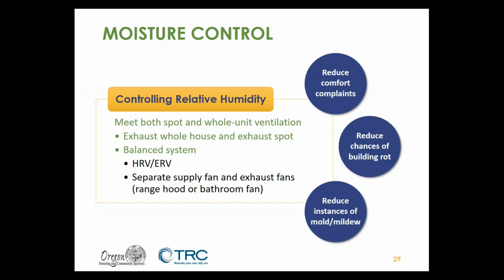Moisture also can accumulate in the building to cause building rot. And when moisture is in the building and accumulates in the building, you might get molds and mildews, and those can have very big impacts on respiratory health and human health. So once again, the best way to do this is a balanced system, with either HRV or ERV, separate supply fans and exhaust fans, keeping the moisture out. These are the controlling methodologies that you want to deal with relative humidity in the house.